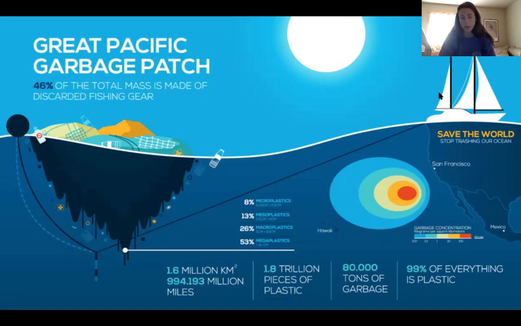So we are making efforts to try and clean that, but politically our funding has been cut for a lot of environmental cleanups. So I think organizations are trying to get together to try and reduce the number of plastics in this Great Pacific Garbage Patch.